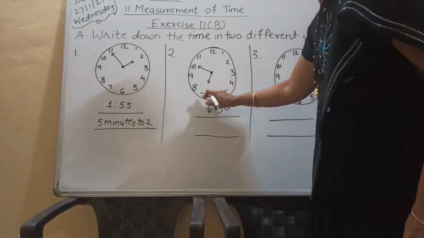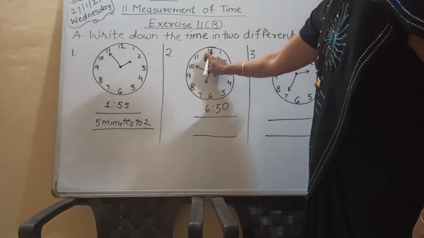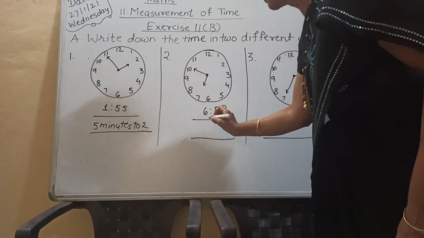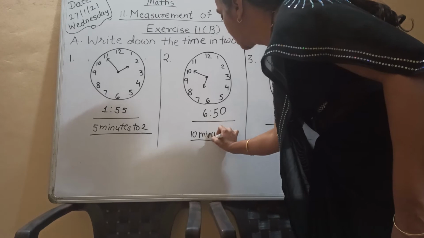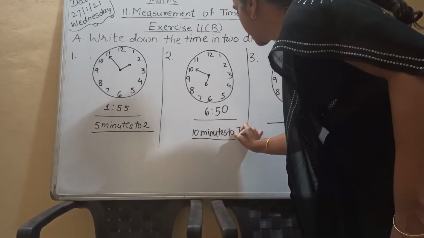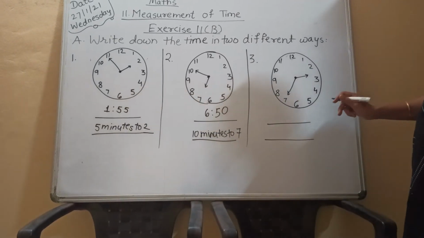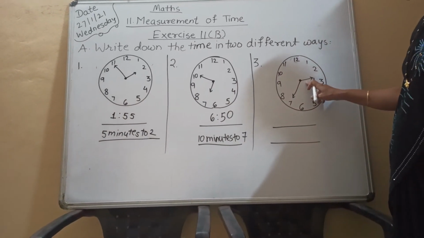मतलब यहाँ पर 7 बजने को कितने मिनट्स बाकी है? 5 plus 5, 10. So what we can write? 10 minutes to 7. So you write like this. Now see third example. What time is it?